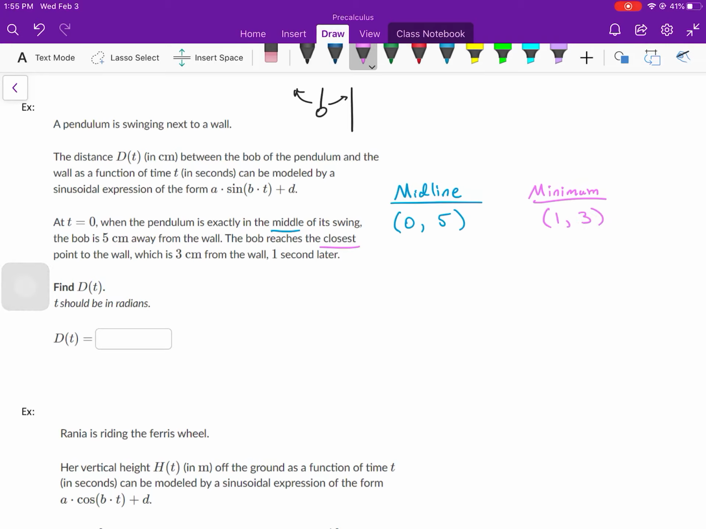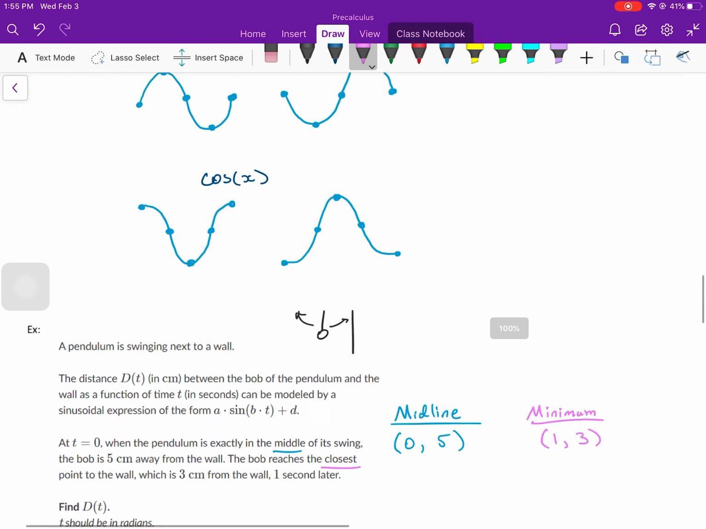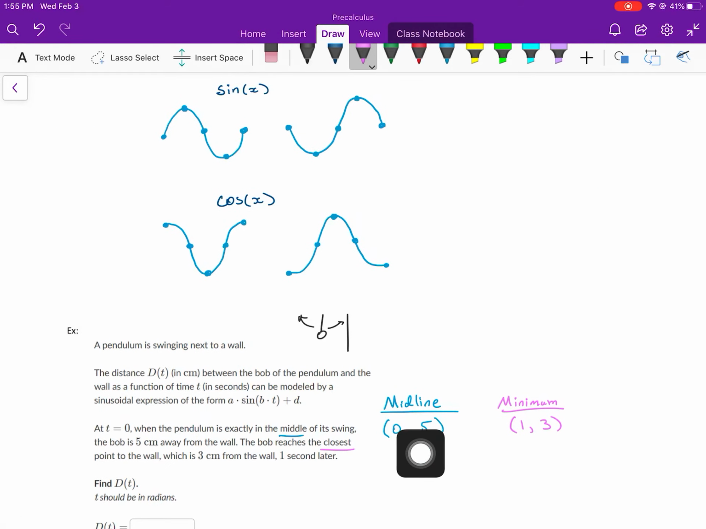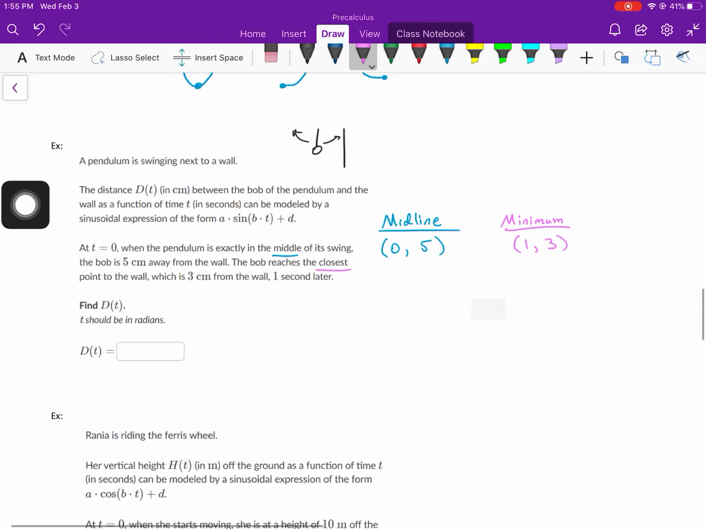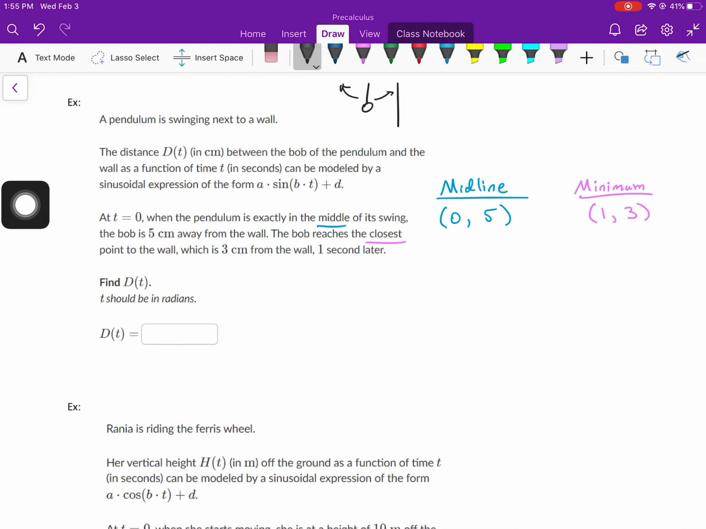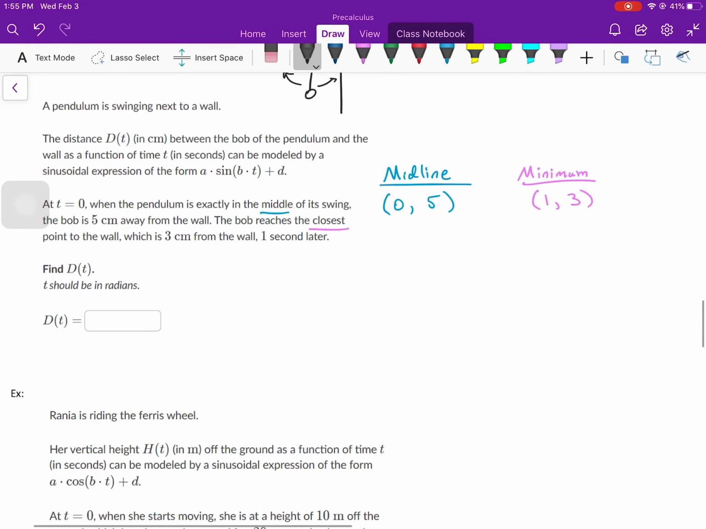Do you guys see how I came up with that point? That is very important. So let's look at the graph up here. What do we have? We're starting on the midline, so we know it's sine. Then we go to our minimum, so it's actually going to be negative because we're going down to our minimum next. So we're going to have negative sine. Let's figure this out, though. So we have 0, 5. If we were to plot the points, it would be 0, 5. Then a quarter of the way would be down here at 1, 3.